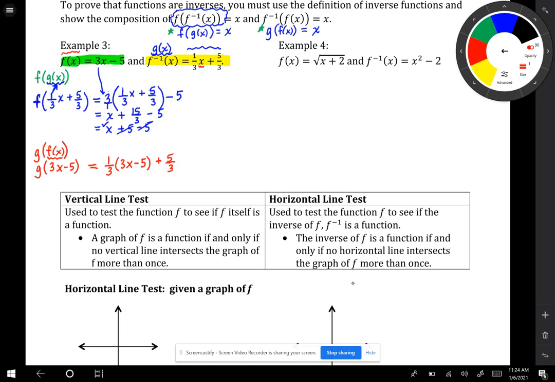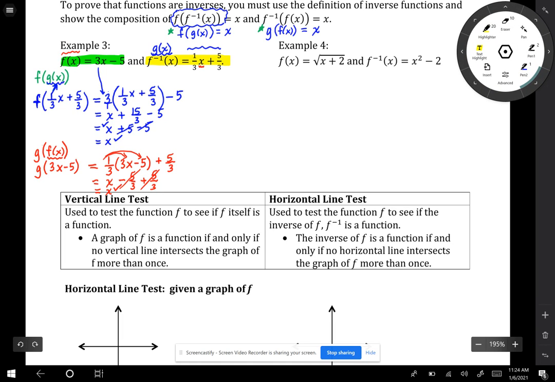So distribute. 1/3 times 3x is just x, and 1/3 times minus 5 is negative 5/3. And look here, these cancel, and you're left with x. Should have probably done this, the check mark there. There we go. All right, and that's how we showed that the functions were inverses of each other. Let's do a second one.